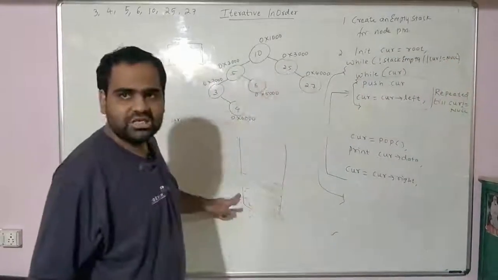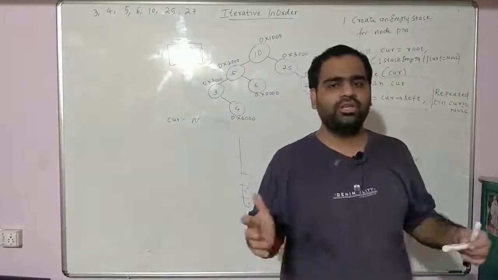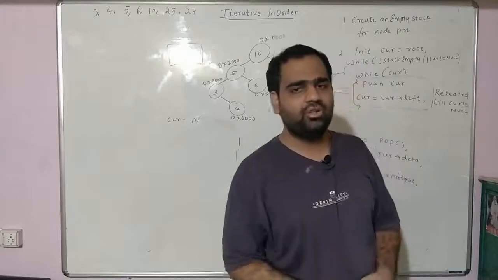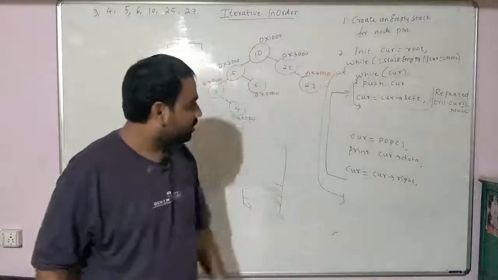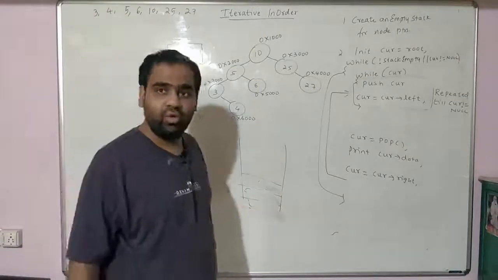Now, not empty stack, it is false. Current not equal to null, it is false. You stop the procedure and you see that this is the iterative in-order traversal of the tree. Please copy down this algorithm. Then we will see how we write the code for it. Thank you.